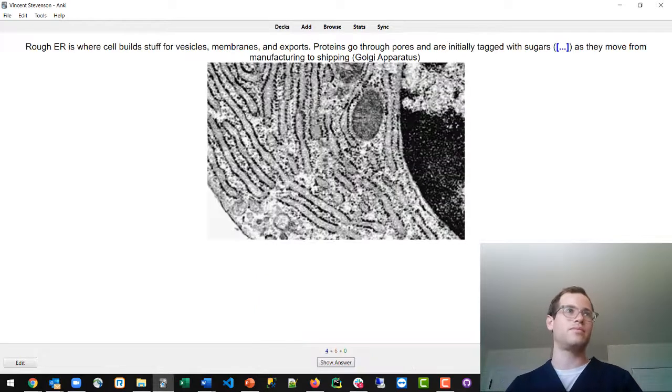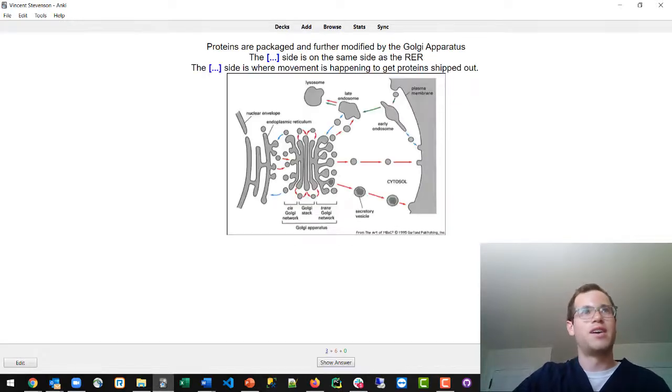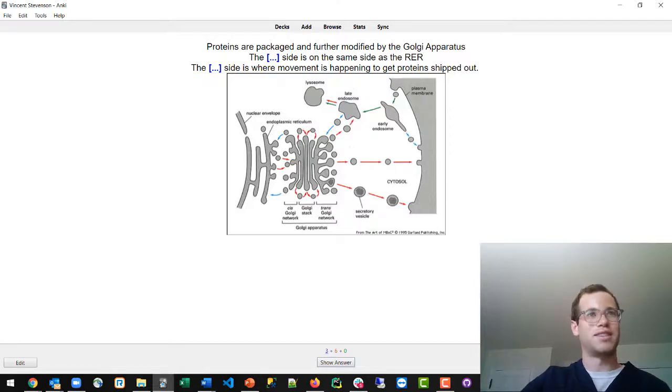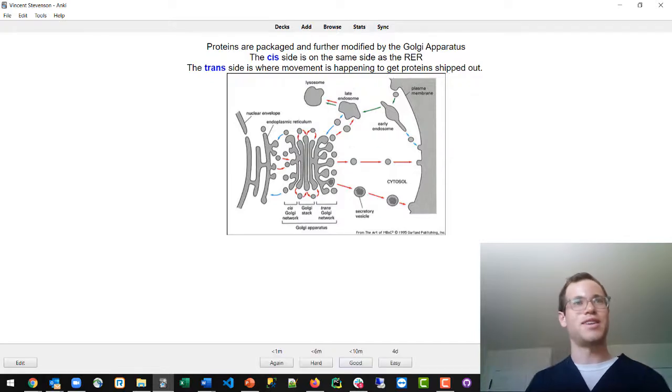The rough endoplasmic reticulum is where we're going to build stuff for vesicles, membranes, and exports. Proteins are going to go through the pores and get tagged with sugars, which we call glycosylation. And then proteins are packaged and further modified by the Golgi apparatus. The cis side is the side that's on the same side as the rough endoplasmic reticulum, and then the trans side is where we're going to be moving stuff onto the outside.